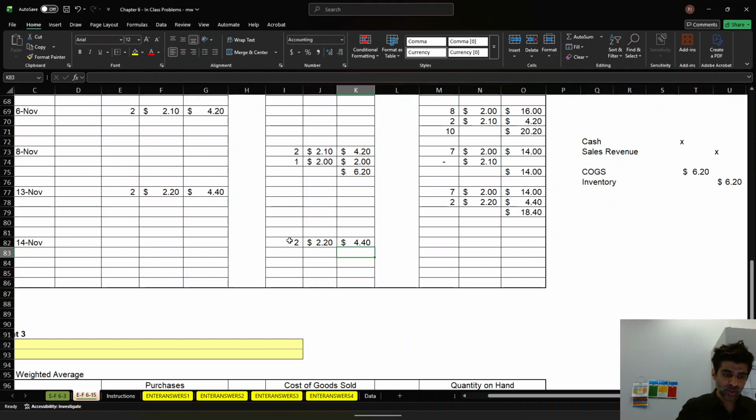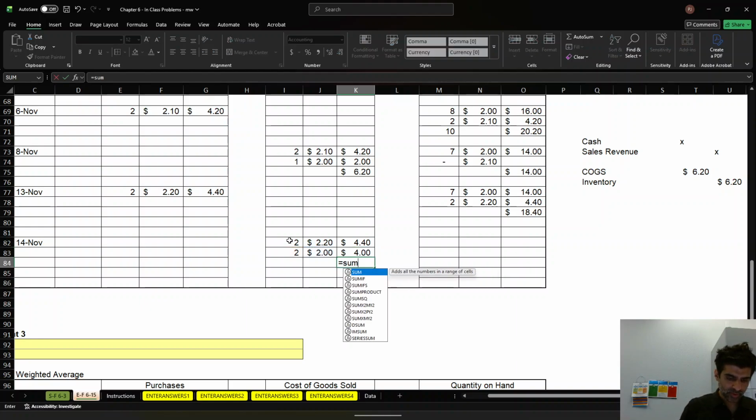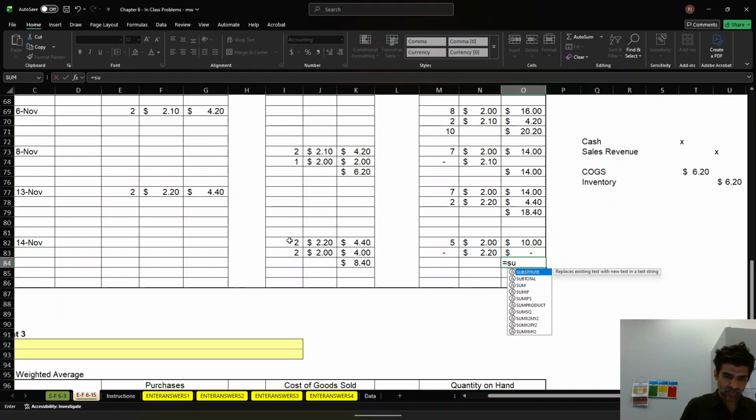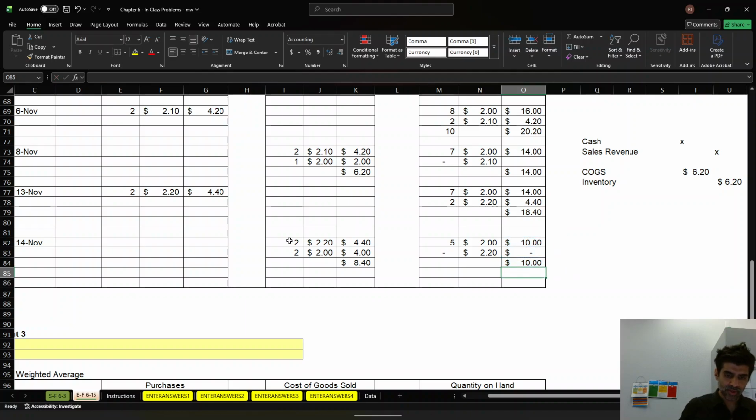And then again, we sold 4 units total, so we still need to sell 2 more. The next layer back is the $2 layer. So our total cost of goods sold is $8.40. And so we have 5 of the $2 units, and then 0 of the $2.20 units. So just to be explicit here, the total value of our inventory at the end of the period is $10.